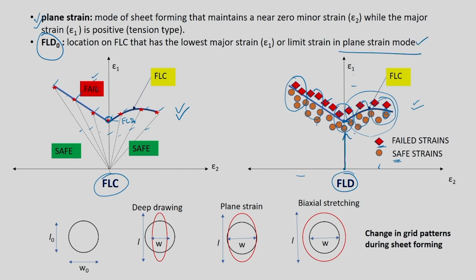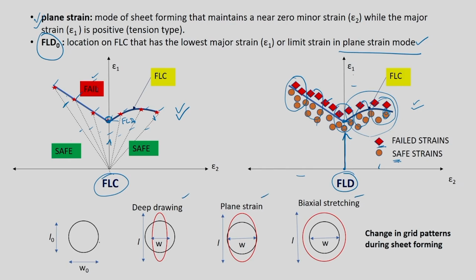When you go along the y-axis, you are going along plane strain mode of deformation, and whatever limit strain you have, you can call it FLD0, and that is actually a conservative window for forming sheets. When you deform a material along plane strain mode, you will reach the forming limit curve at the earliest compared to any other strain path, any other beta. So you are deforming along a conservative window, reaching the limit strains a little earlier than the other two extreme strain paths. These are all drawn schematically here.